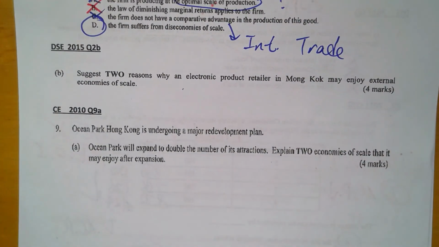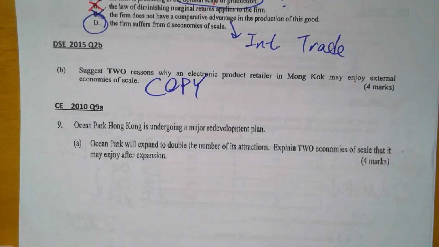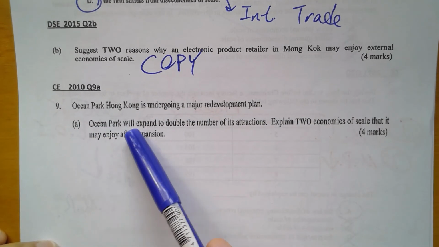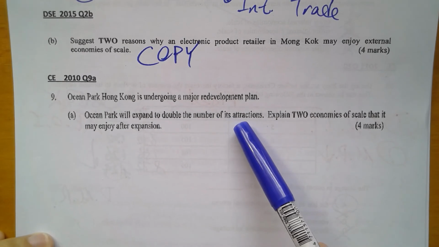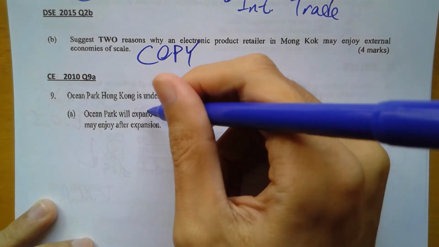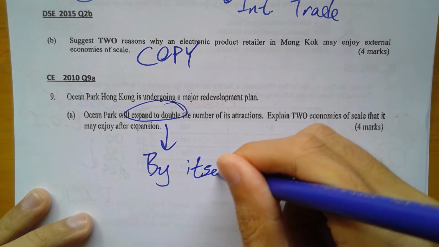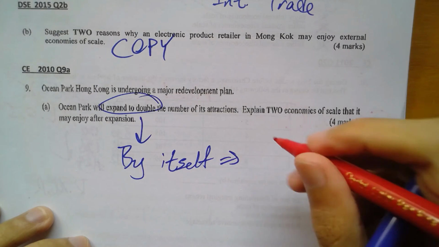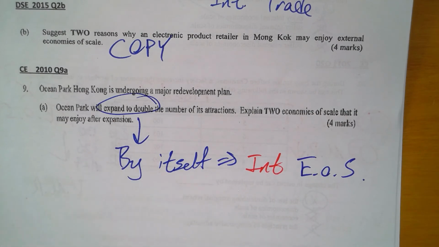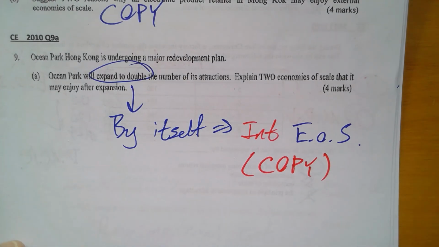Now, two more questions. Suggest two reasons why external. This one we won't go through, it's a waste of time, just copy. Now finally, Ocean Park is undergoing a major redevelopment plan. Here, Ocean Park will extend to double the number of its attractions. Now explain two economies of scale that it may enjoy after. When it expands to double, it is expanding by itself. When we are talking about by itself, we are talking about internal economies of scale. So once you know this is internal, you just copy from the respective section.